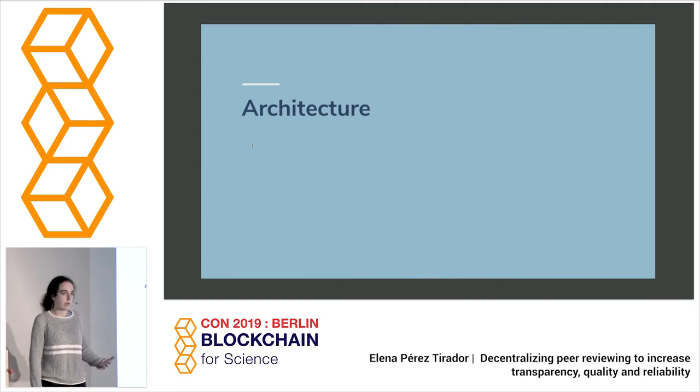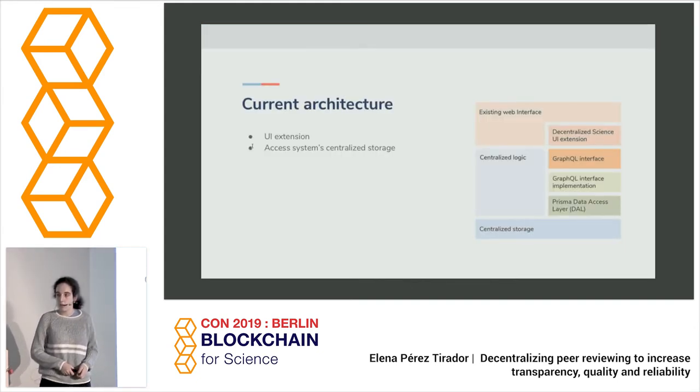Now, I will give a quick overview of the architecture we're currently working on, as well as the architecture we plan to build as the project progresses. So here's a diagram showing our current architecture. We have an existing system, like let's say OJS, with its own centralized logic and storage. What we are building is an extension that accesses the system's centralized storage to gather the data. This is done via a GraphQL interface.